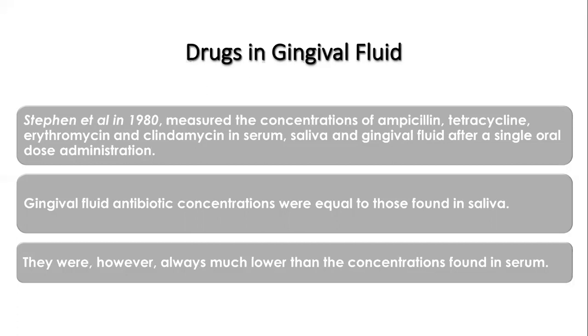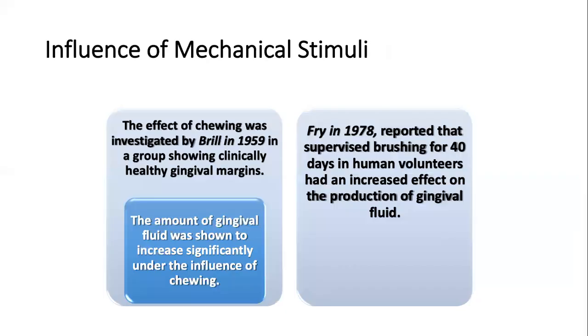So let's talk about drugs here. Stephen et al. in 1980 measured the concentrations of ampicillin, tetracycline, erythromycin, and clindamycin in serum, saliva, and gingival fluid after a single oral dose administration. Gingival fluid antibiotic concentrations were equal to those found in saliva. They were, however, always much lower than the concentrations found in serum. So these drugs can be used in periodontal therapy, and the most common drugs found concentrated in GCF include tetracycline and metronidazole. Therefore, the local presence of these drugs can be used as an advantage to treat periodontal disease.